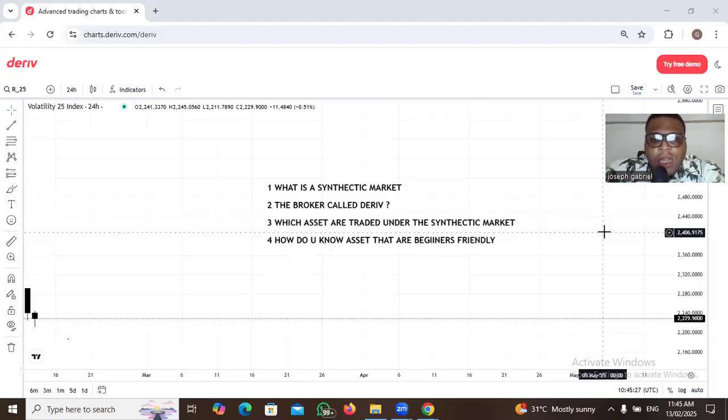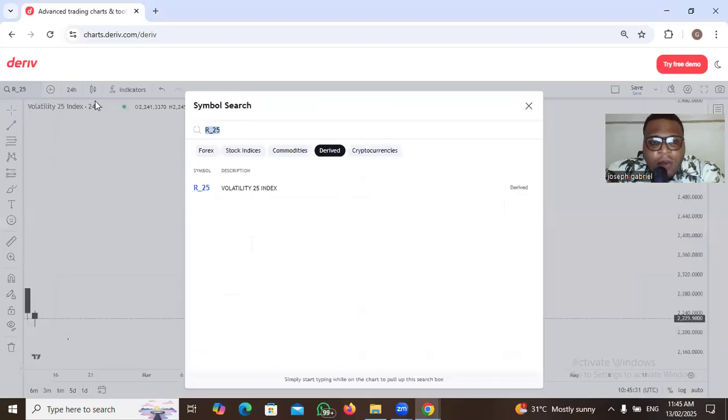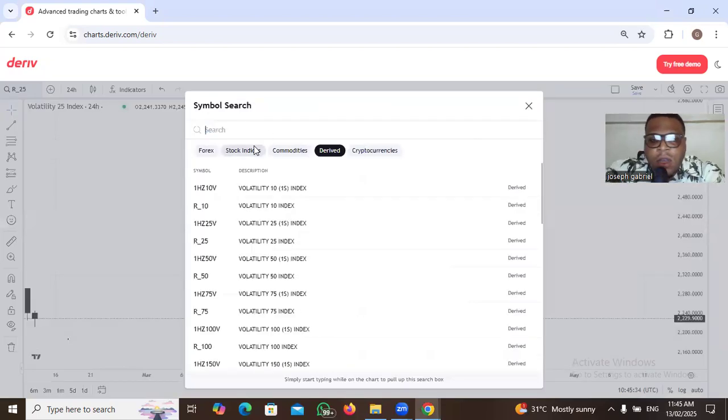Now, which assets are traded under the synthetic market? Okay, if you look here, we have a variety of many assets which you can see. We have Volatility 10(1s) derived. You can see Volatility 10 derived.